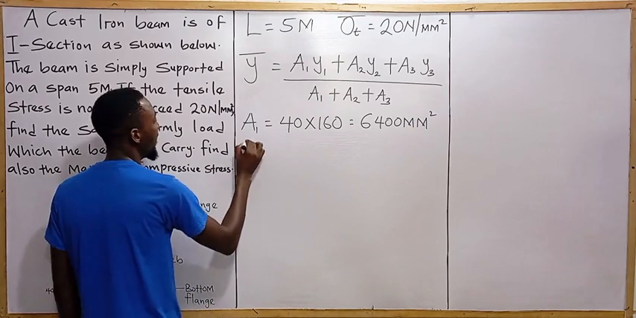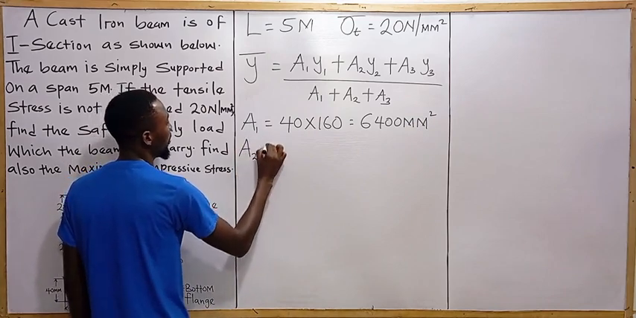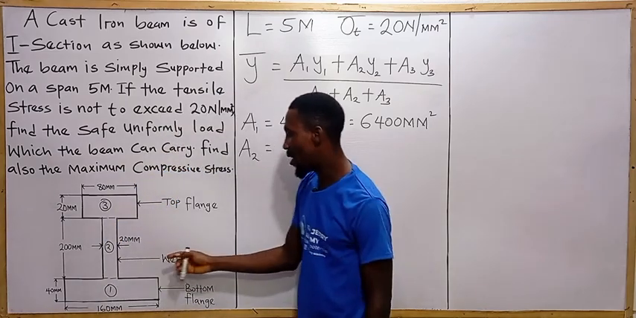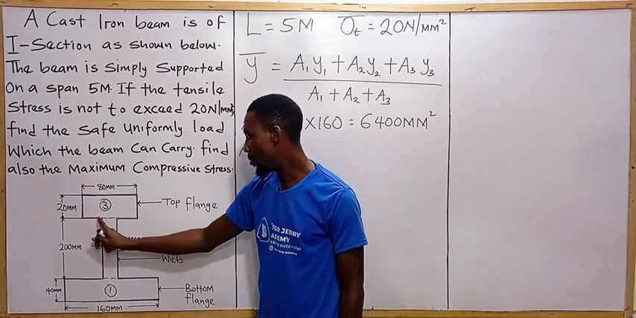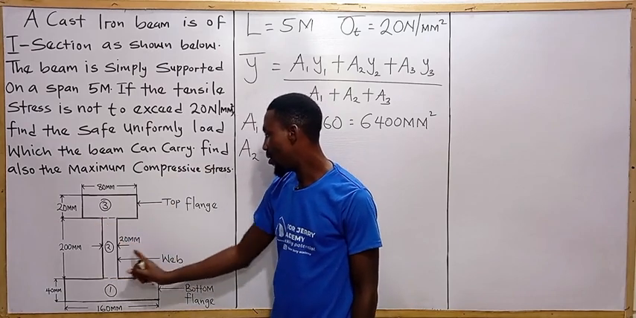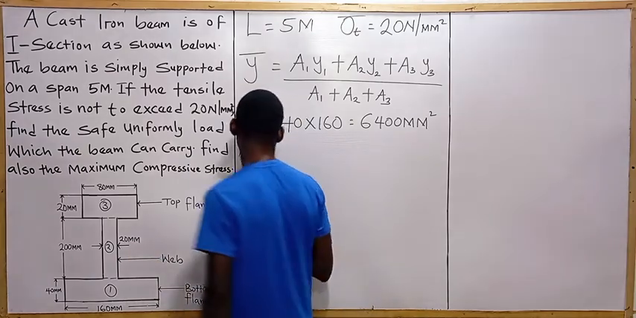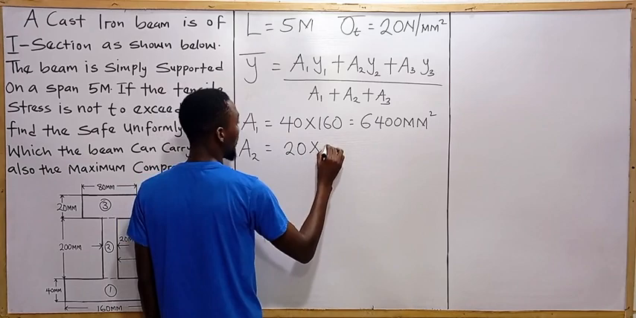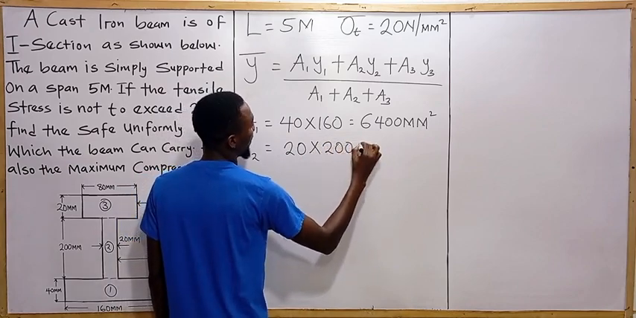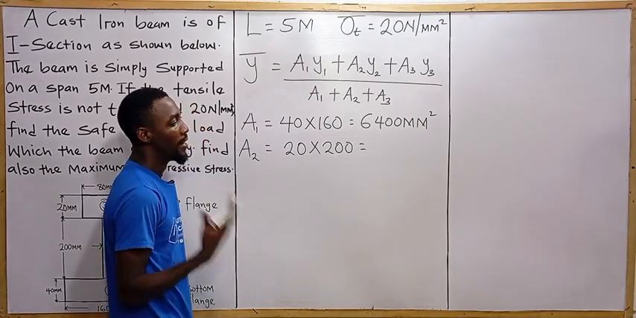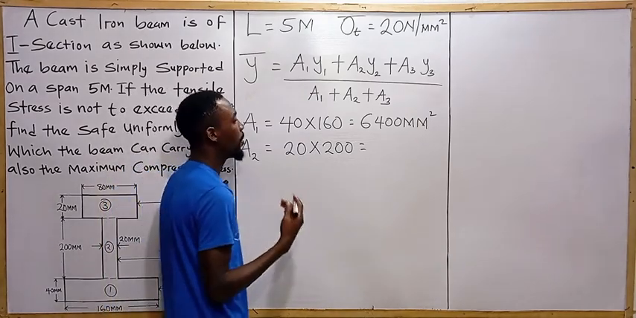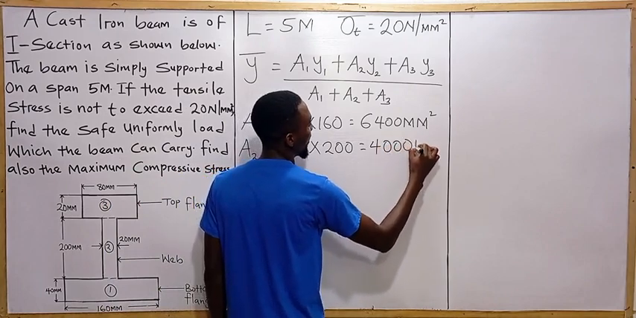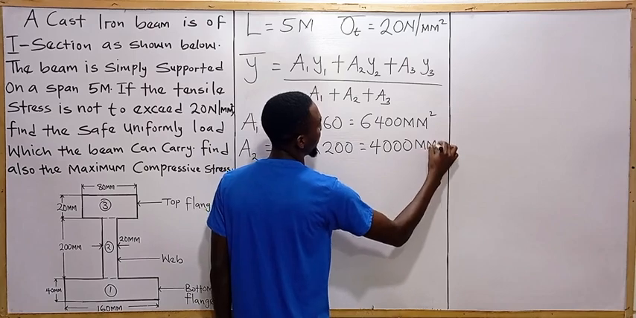All right, our A2. So our A2, that is the area of the web. As you can see, this is our web. We have from this point to this point to be 200, while the thickness is 20. So we are going to have 20 multiplied by 200. And 20 multiplied by 200 is nothing but 4,000. So we are going to have 4,000 mm squared.